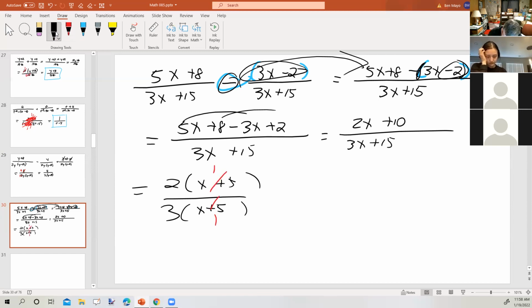Reduce out common factors. Final answer: 2/3. Okay with that? Let's do another one to make sure that you've got it.